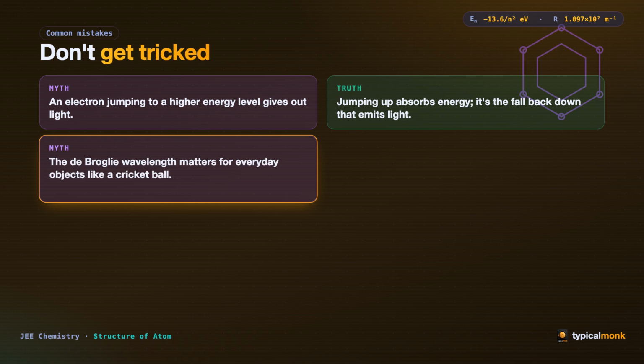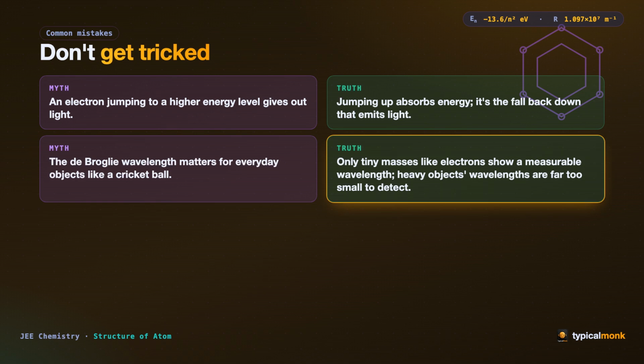Myth 2. The de Broglie wavelength matters for everyday objects, like a cricket ball flying through the air. The truth, only extremely light particles, like electrons, have a wavelength large enough to matter. A cricket ball's wavelength is so many powers of 10 smaller than the ball itself that it can never be observed. Mass in the denominator crushes it to nothing.